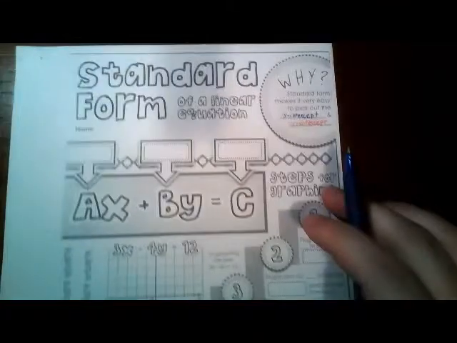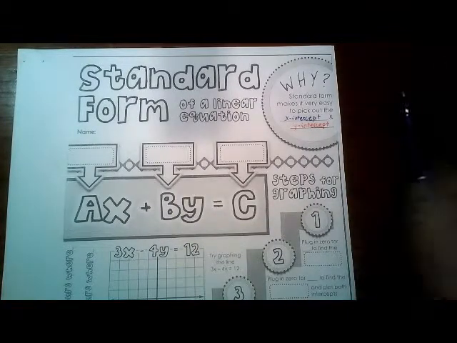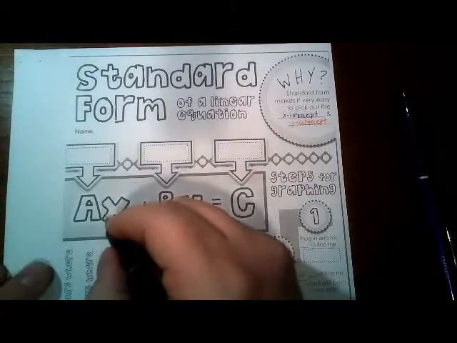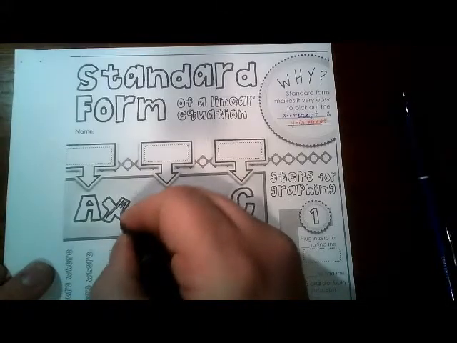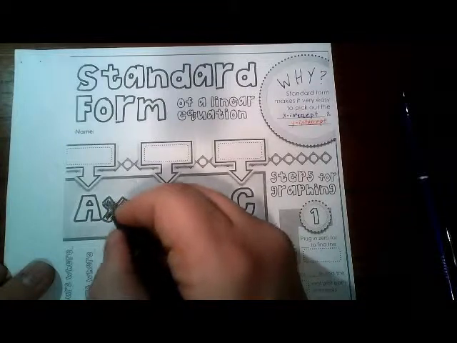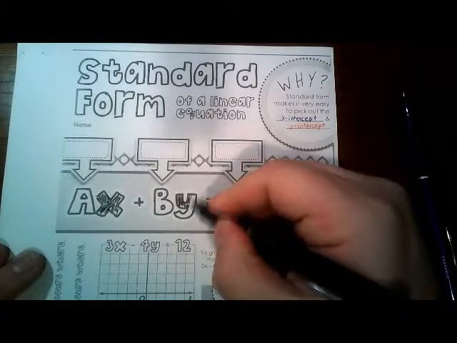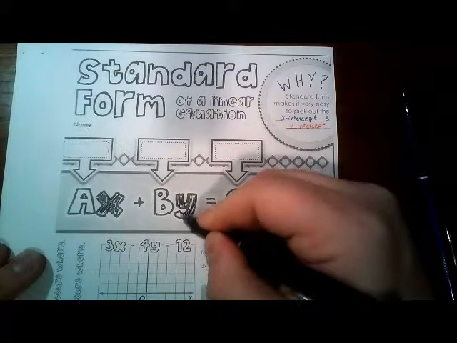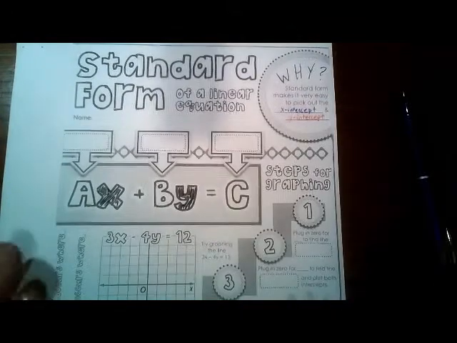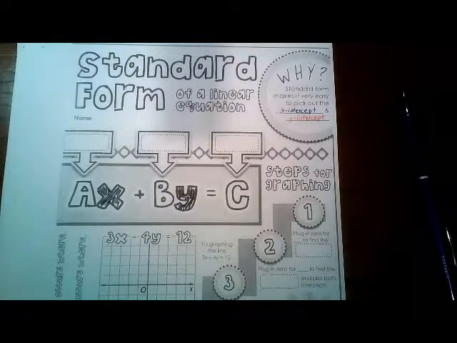Okay, so what do the A, B, and C mean? The x and the y, those are just variables. Those aren't going to change. Just like in slope-intercept form for those doodle notes, I colored it in black. Those values do not change. It's always x, it's always y. A, B, and C, those numbers are going to change based on the equation that you're using.